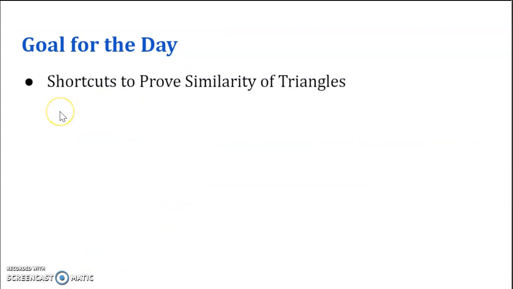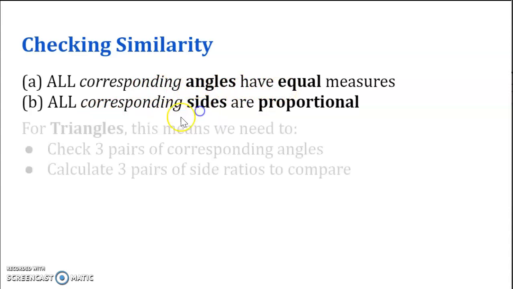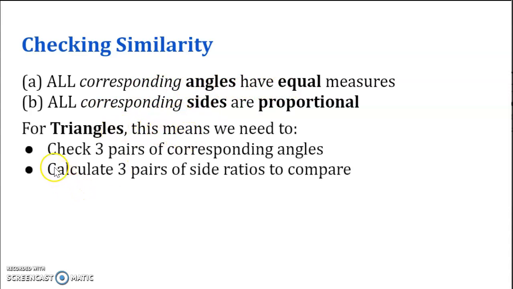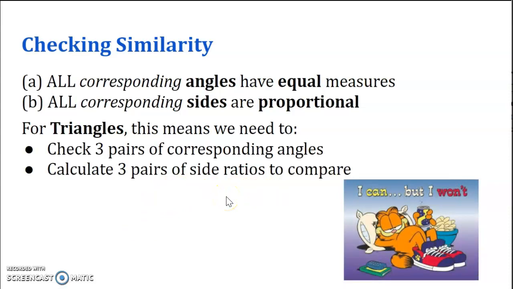So the goal for today, we're going to be exploring shortcuts to prove similarity of triangles. Remember that in similarity, all corresponding angles have to be equal and all corresponding sides are proportional. For triangles, this means we need to check all 3 pairs of corresponding angles and calculate 3 pairs of side ratios to compare. Now, I don't know about you, but if there is a more efficient way, I would like to try that. And mathematicians are renowned for being lazy, or we like to say we are more efficient, but whichever way you look at it.